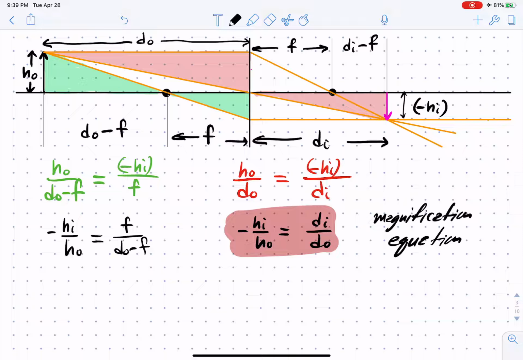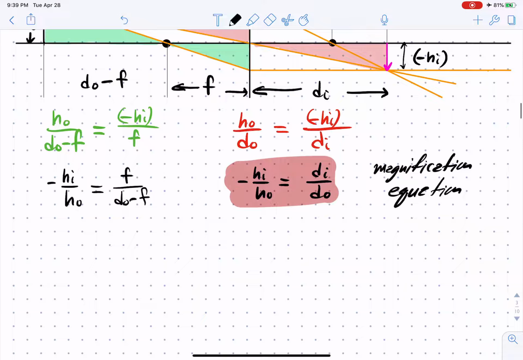All right, but we want to combine these. So this is the reason I did these. You can see they both are equal to minus HI over HO. So that means the right-hand sides have to be equal. Okay. Just get rid of the fractions. I'm going to multiply both sides by this and that. So what we end up with.